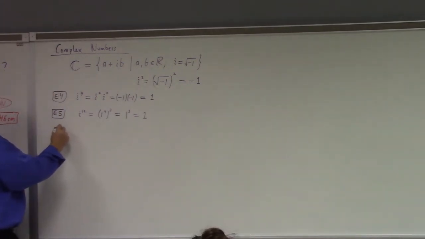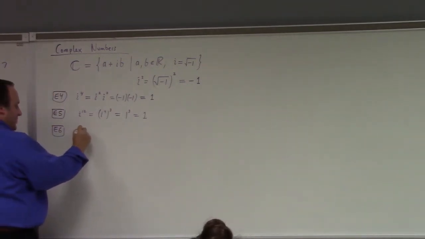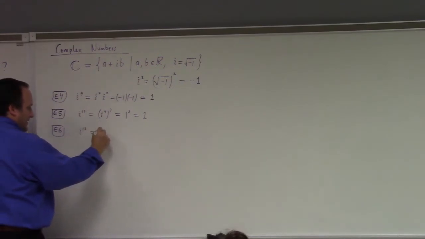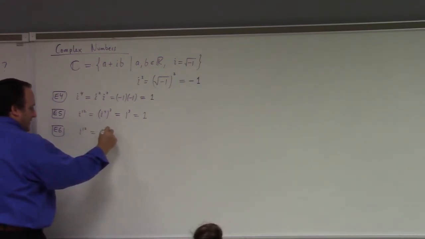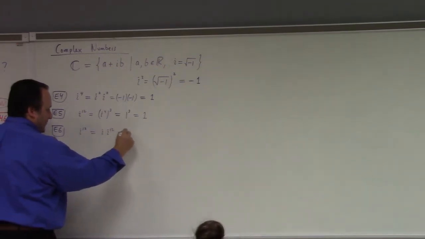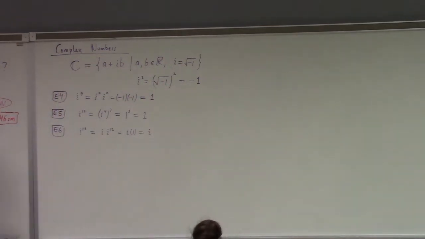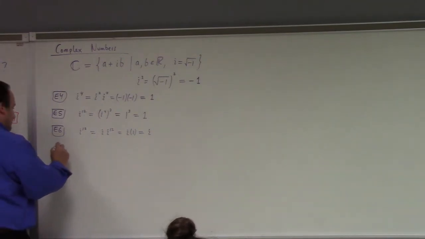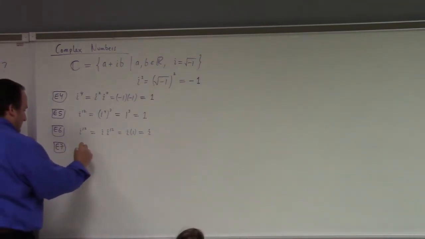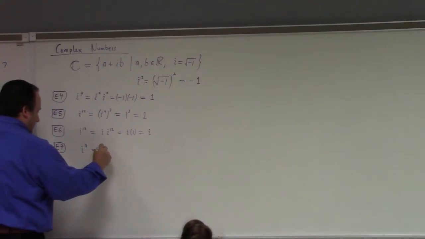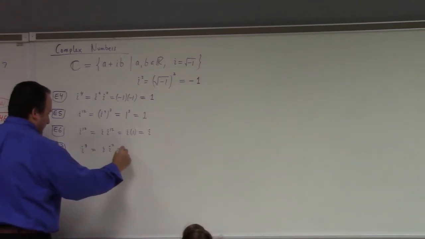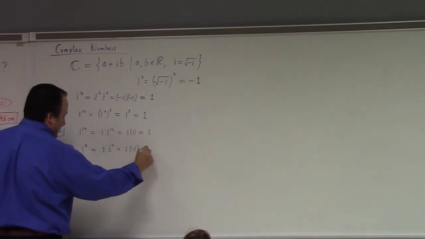Let me look at one that's not 1. How about this? What if we had i to the 13th power? How would that work? That's i times i to the 12th power, which is what? i times 1, which, by the way, is i. All right, what else could happen? What if you had i cubed? What would that look like? So there you've got i times i squared, which is i times minus 1. In other words, you get minus i.